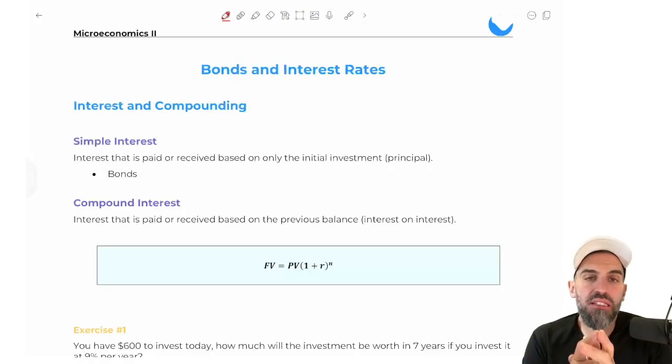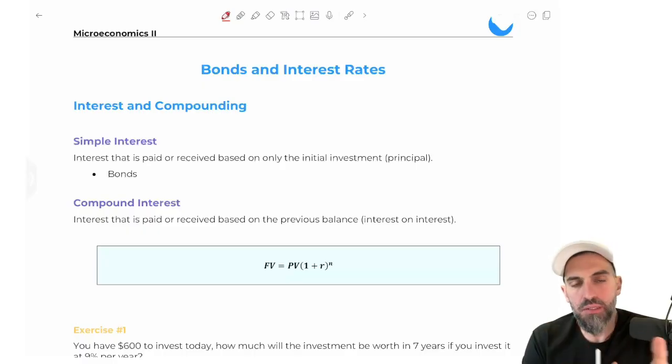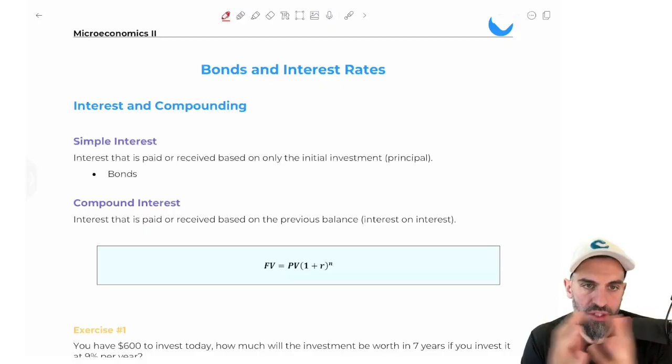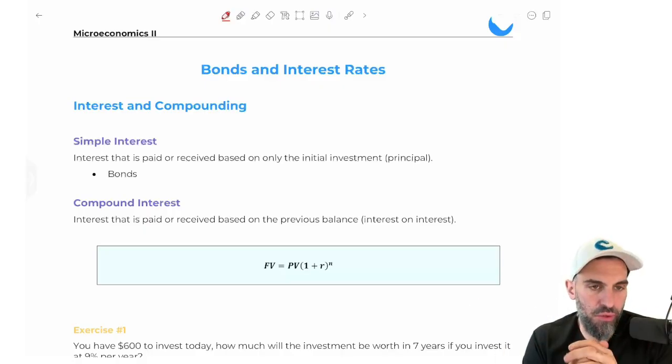Hey everybody, in this lesson, we're going to be talking about bonds, interest rates. We'll talk about the bond market, the money market. So there's a lot going on, but it's all on the subject of the economy and how it works.